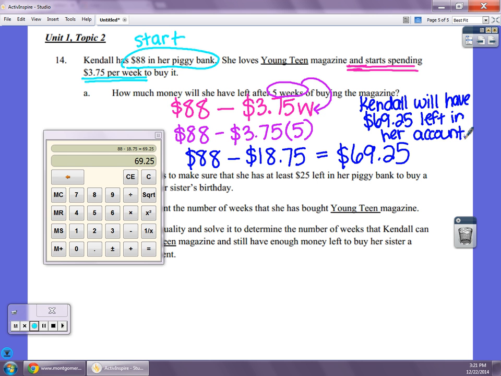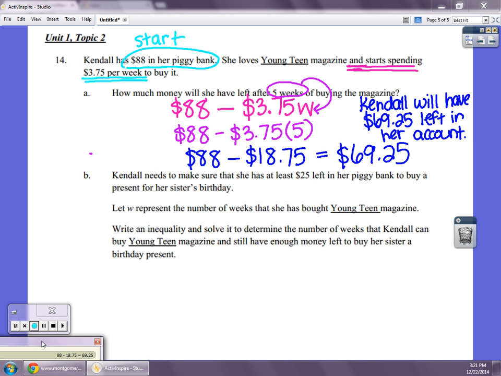All right, let's look at B. Kendall needs to make sure that she has at least $25 left in her piggy bank to buy a present for her sister's birthday. Let W represent the number of weeks that she has bought Young Teen magazine. Write an inequality and solve it to determine the number of weeks that Kendall can buy Young Teen magazine and still have enough money left to buy her sister a birthday present. Oh, that's sweet of her.